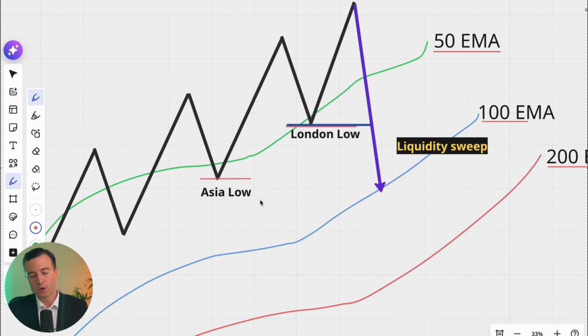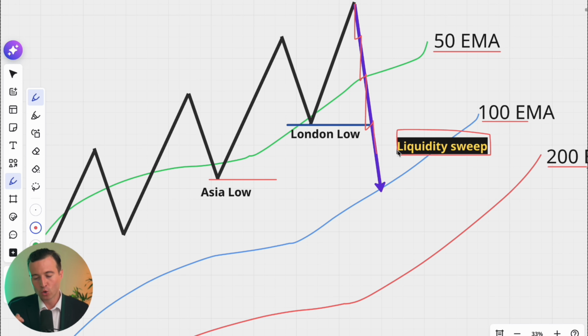So all that you're going to be looking for is for price to come down and trade lower, below at least the London session low, if not also the Asia session low as well. Price doesn't have to trade below both of these sessions, but as long as it trades below one of these sessions, we can classify that as a liquidity sweep.